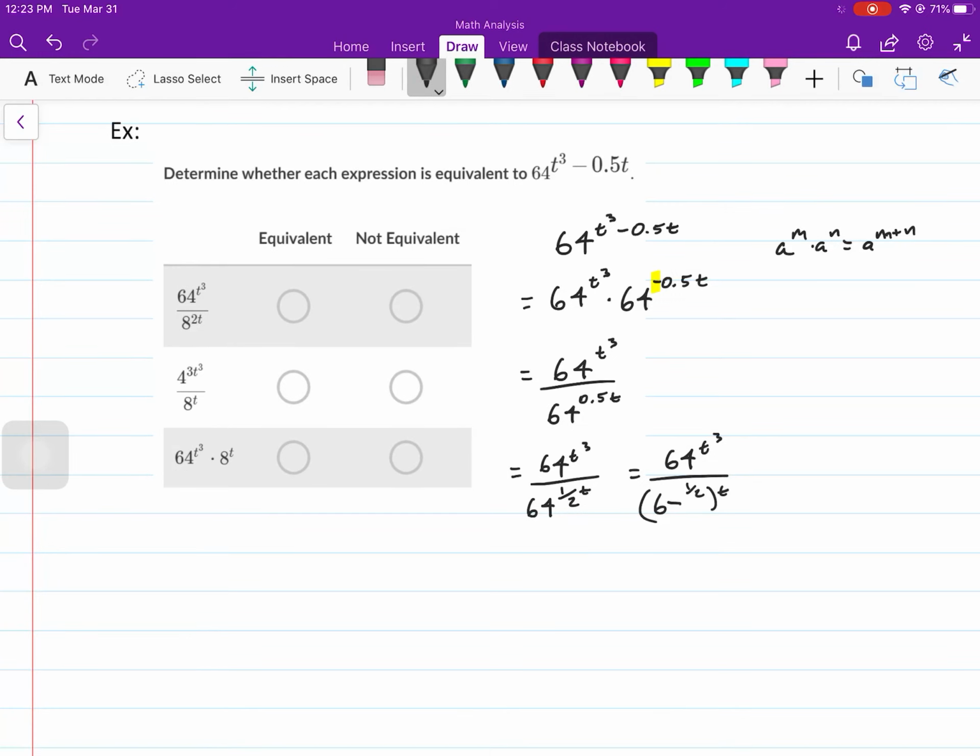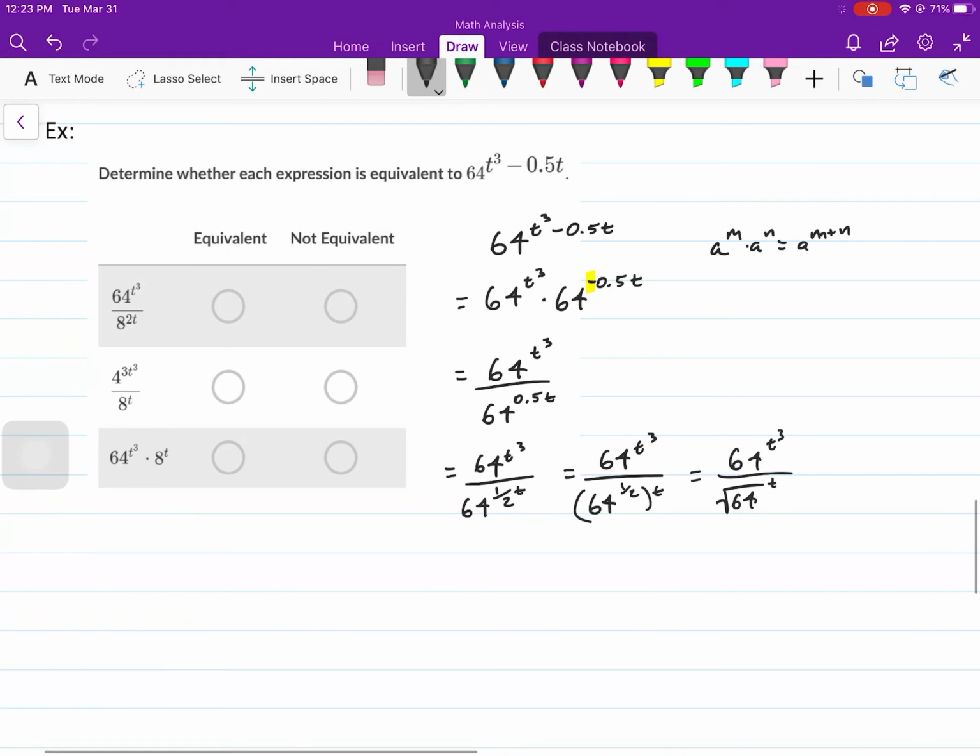Now we just got done with dealing with square roots. So rewriting that, that would be the square root of 64 to the t power. Then we'd have 64 to the t to the third power there. And so 64 to the t to the third power over the square root of 64 is 8 to the t. Now, is 8 to the t the same thing as 8 to the 2t? No, and then we have 64t cubed. So this one's not going to work out. So I'm going to put not equivalent for this one.